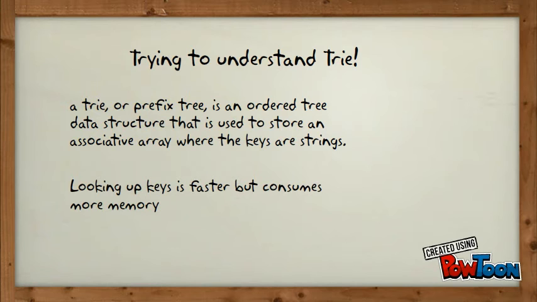Now let's try to understand what a trie is. A trie, or prefix tree, is an ordered tree data structure that is used to store an associative array where the keys are strings. Looking up keys is faster, but it consumes more memory. So if we can trade off memory for speed, then we can go for it.